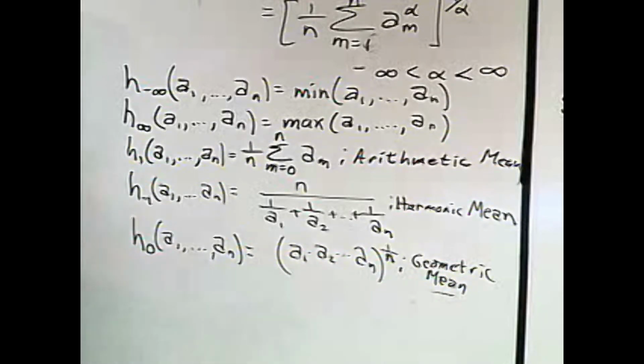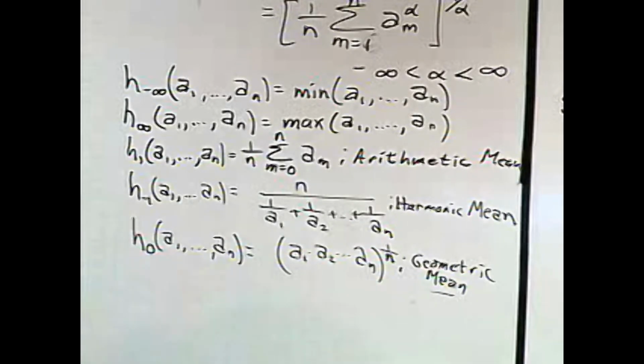Well, you turn this switch all the way to minus infinity, you get the minimum. You start pumping it up a little bit, you get to minus 1, you get the harmonic mean. You get to 0, you get the geometric mean. You turn it over to 1, you get the arithmetic mean, and you crank it all the way up to infinity and you get the maximum. And all of these are special cases of this generalized mean for different values of alpha.